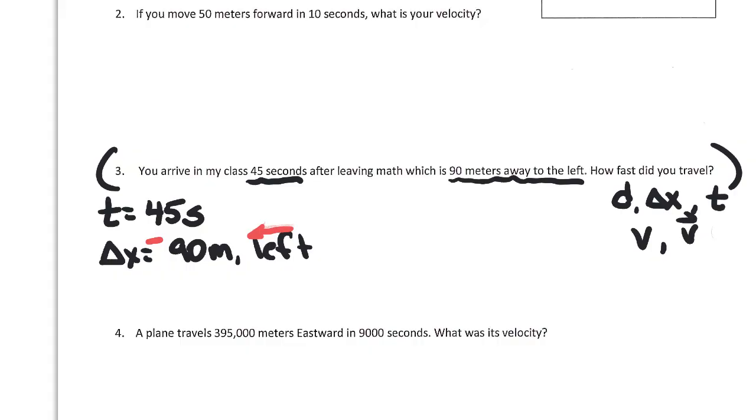Now, let's keep going. Let's think about what formula we're going to pick. We're trying to figure out how fast we traveled. You could have calculated speed, you could have calculated velocity, but because we're given a displacement, it makes more sense to calculate a velocity. So we're going to write that and say that's our unknown, right? So this is called writing our given and our unknown.